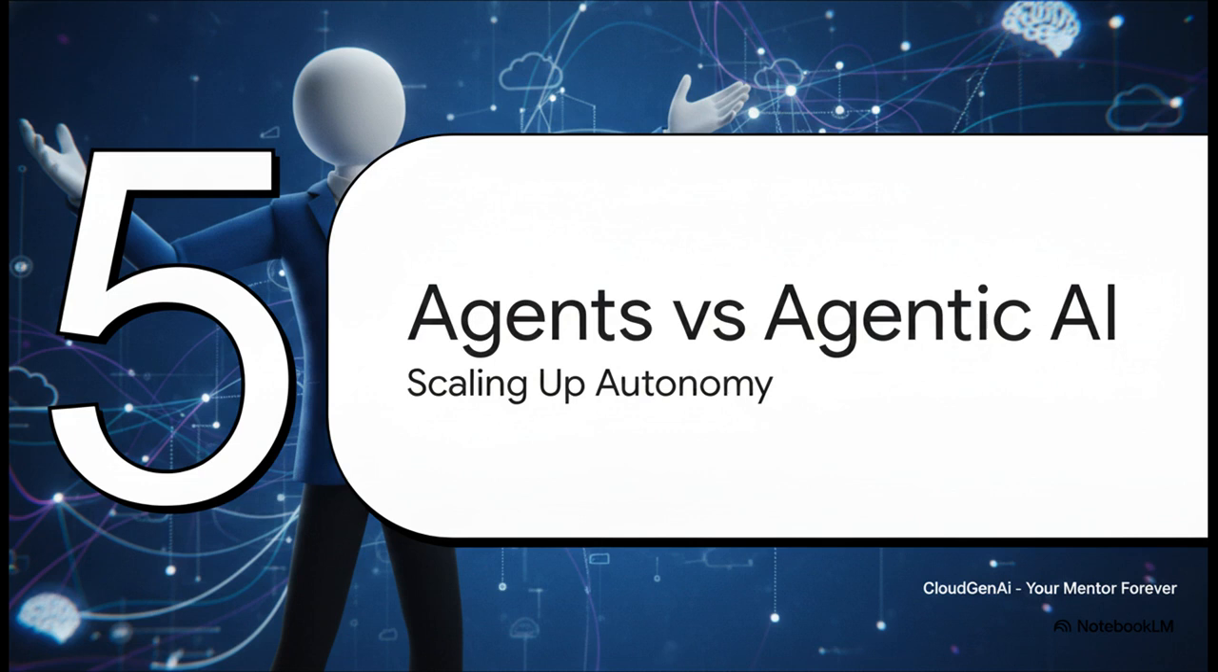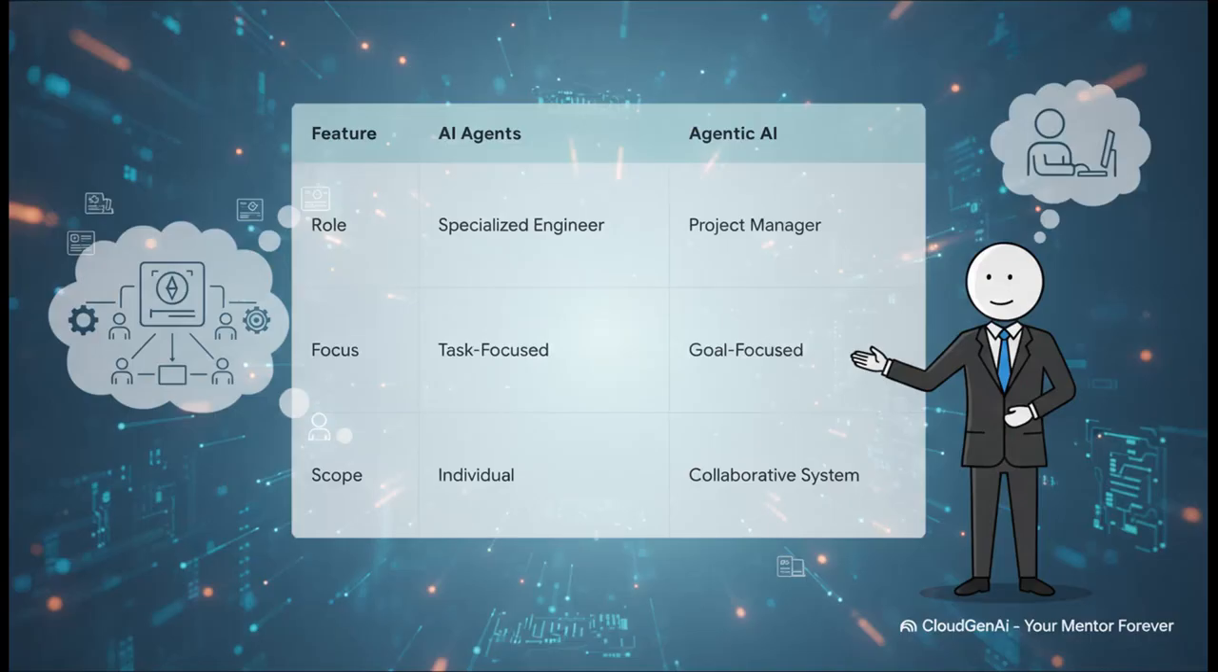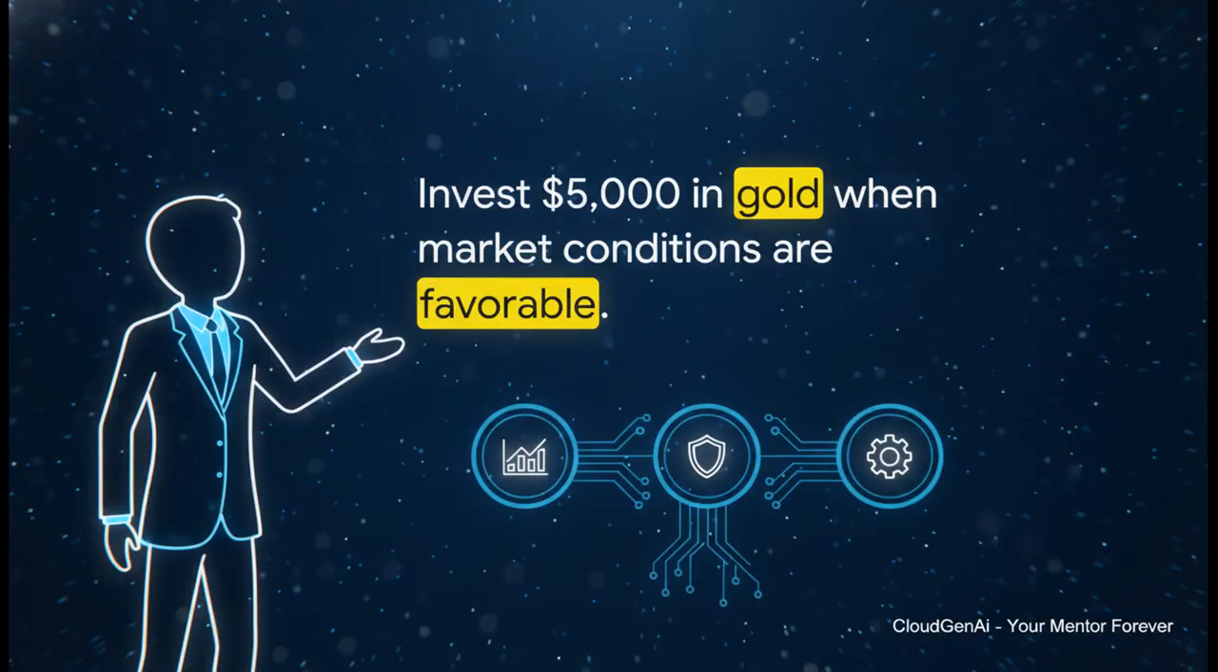Scaling up autonomy. We know what an individual agent is now, but what happens when we scale the whole thing up? Let's illustrate the difference between an AI agent and agentic AI using a tech team analogy. An individual AI agent is like a highly specialized engineer, say a front-end developer. It is incredibly task-focused. Agentic AI, on the other hand, is the entire system. It acts like the project manager. It is goal-focused, actively managing multiple specialized agents that all collaborate to achieve a massive, overarching objective with barely any human intervention.